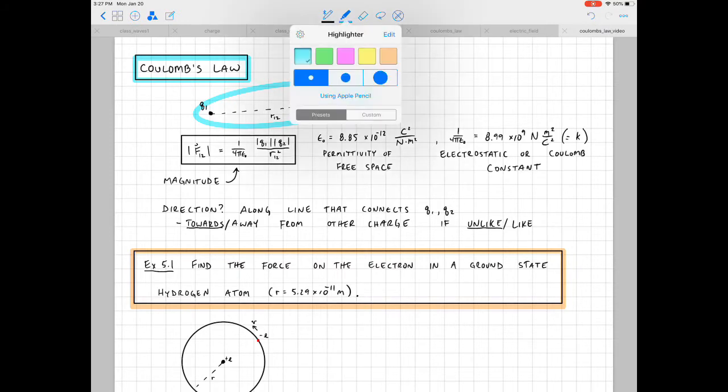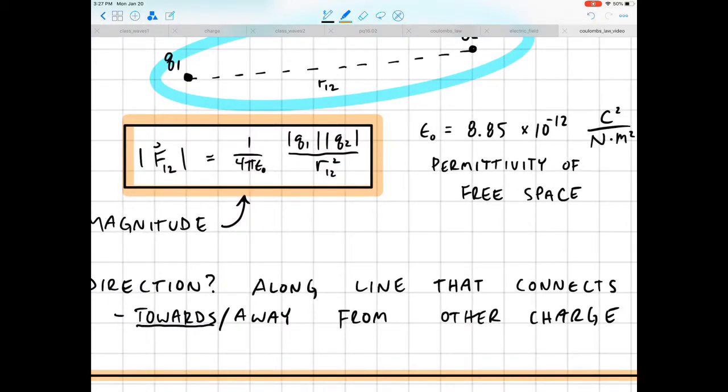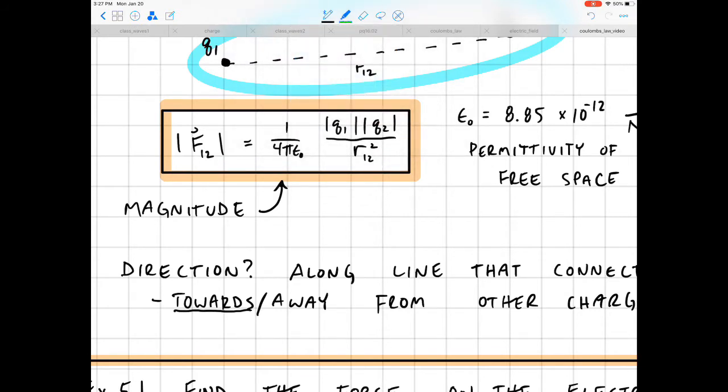Coulomb's law I have written out right here. If you look at just the pieces that are in this orange box, you'll notice that it looks an awful lot like the universal law of gravitation. This Coulomb force depends on the amount of charge in particle 1, the amount of charge in particle 2, and then the distance or the separation between those two objects. So very similar to gravitation. And the other thing that's similar to gravitation is that there is a constant term out front.